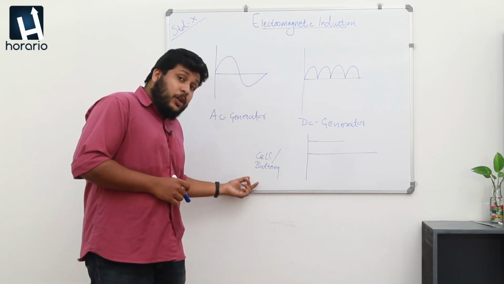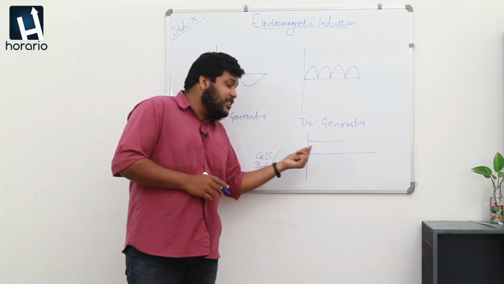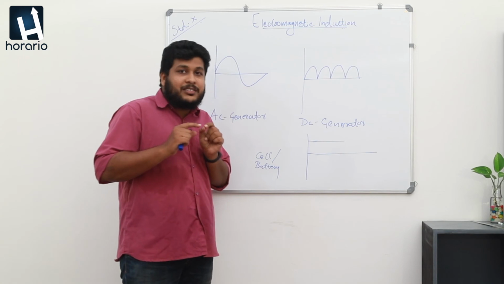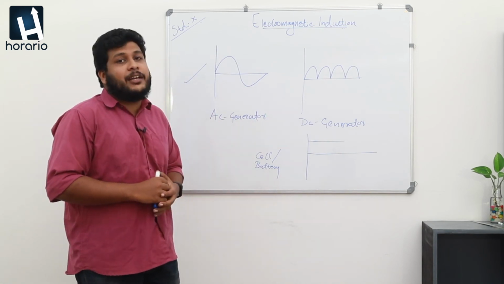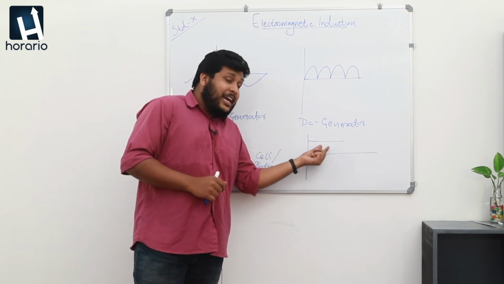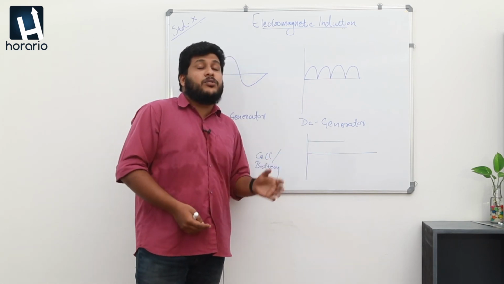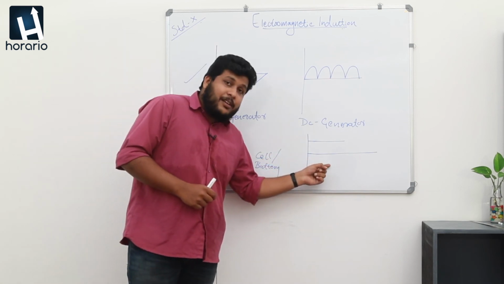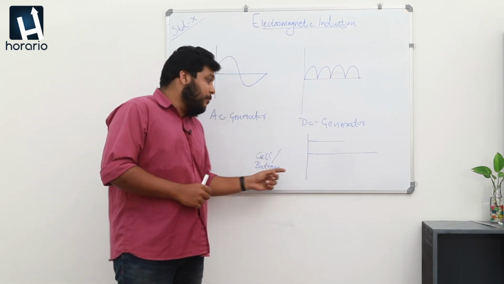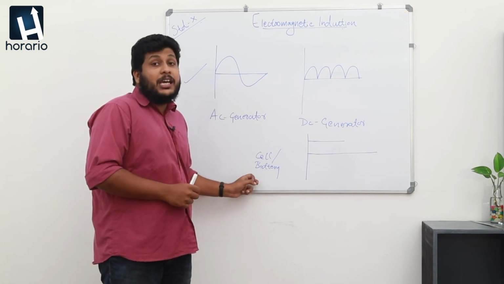But in the case of a cell or a battery, the output energy delivered will always be constant, as we already discussed in the earlier session. Therefore the direction of the current is not changing, and the amount of current is also not changing. So this can be the output diagram of a current produced in a cell or a battery.